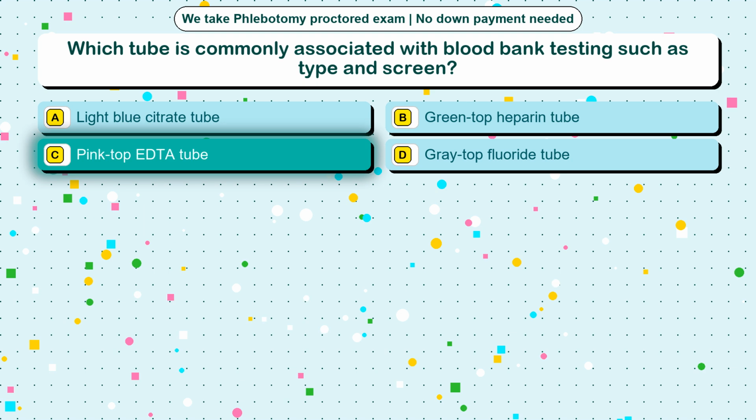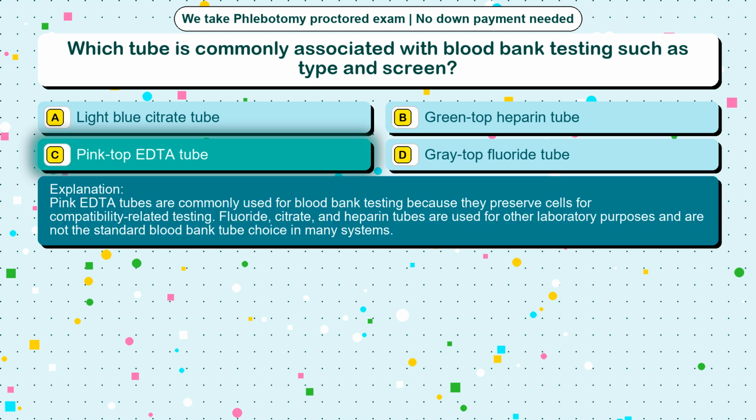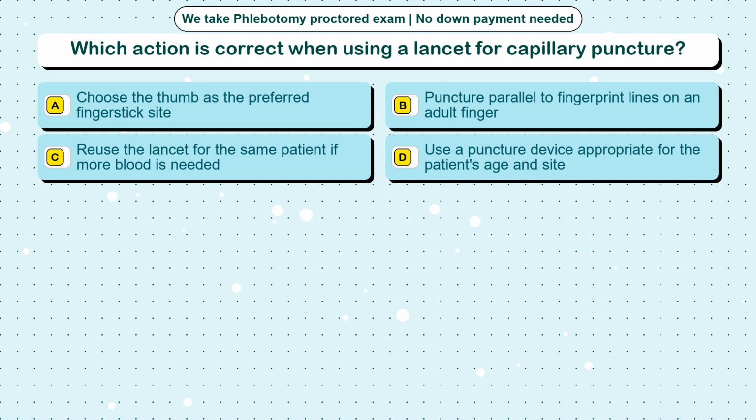The correct answer is option C, pink top EDTA tube. Pink EDTA tubes are commonly used for blood bank testing because they preserve cells for compatibility-related testing. Fluoride, citrate, and heparin tubes are used for other laboratory purposes and are not the standard blood bank tube choice in many systems.